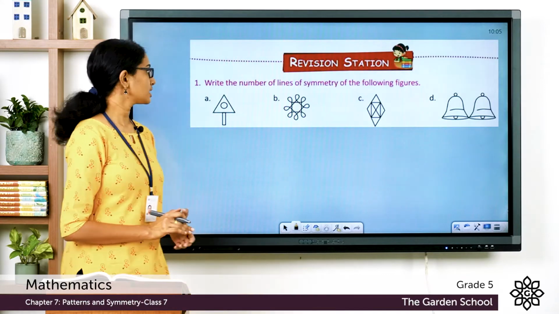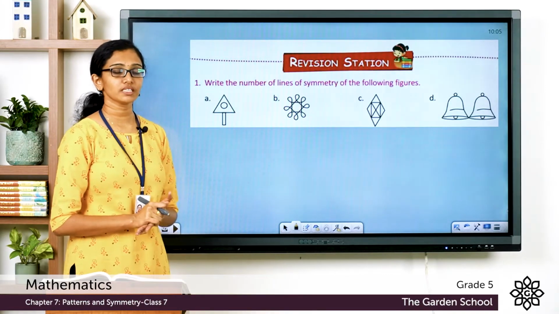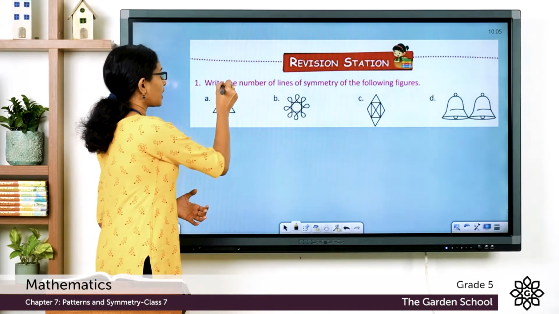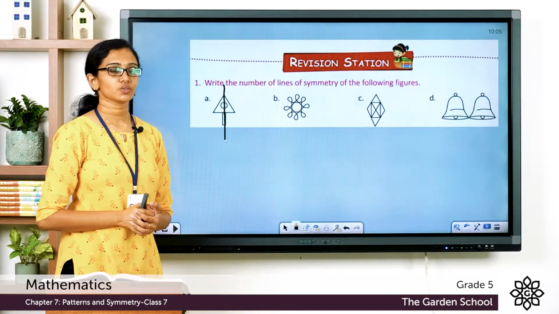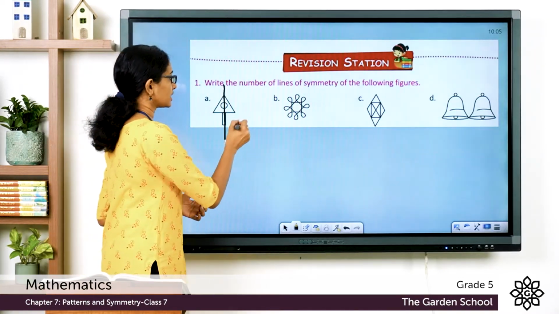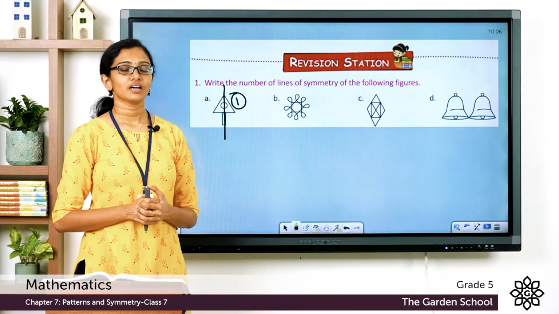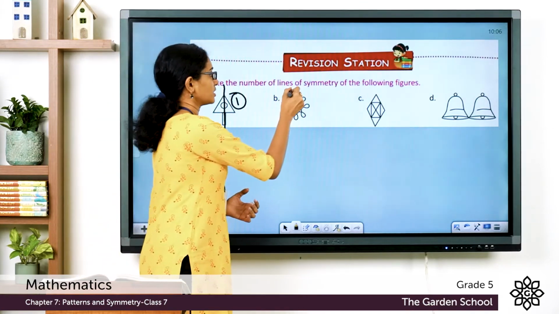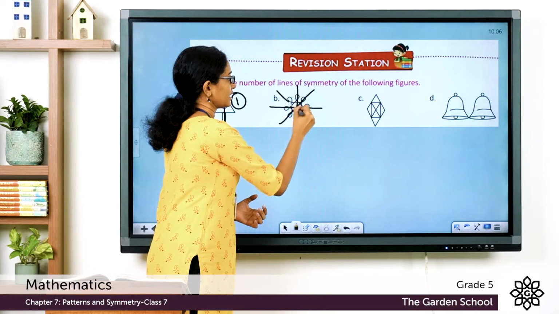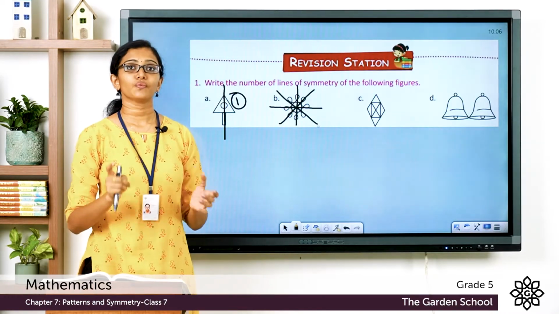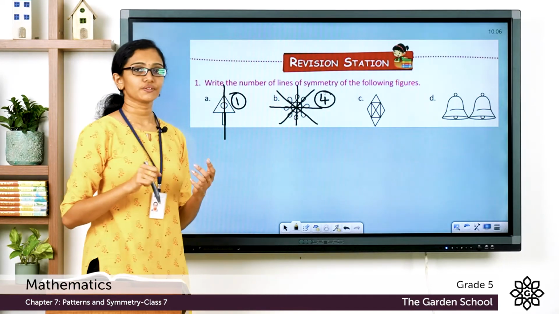Let's see the first one. Question A. How many lines of symmetry are possible for this? There is only one line of symmetry, one vertical line of symmetry possible for this picture. So the number of lines of symmetry for this one is 1. What about the second image? How many lines can be drawn? You can draw one line like this, like this, like this, and like this. You can have a total of 4 lines of symmetry in this case. The number of lines of symmetry is 4.